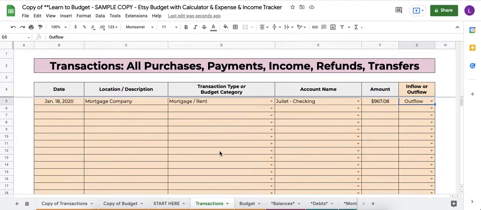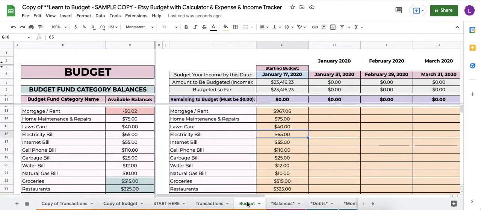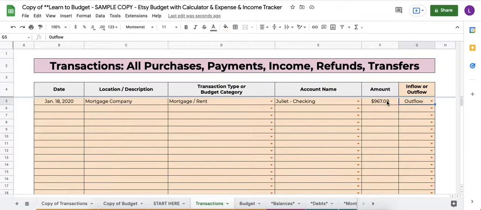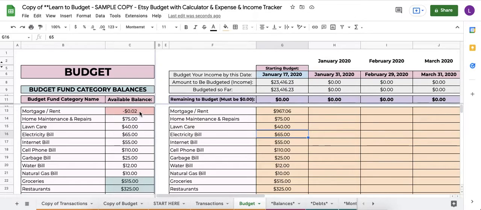All right, so you'll see this says $967.08 in the amount I paid, and it's going towards my mortgage or rent, which means here on this budget tab, oh, whoops. Well, this is a great example. I had $967.06 to spend on my mortgage and rent. I spent $967.08 on my mortgage, which means I spent 2 cents more than what I had budgeted for my mortgage. And so you'll notice this comes up as a negative number that is red because I have overspent 2 cents on my mortgage. Obviously that was a typo, but a great typo because it shows you how this is going to work.